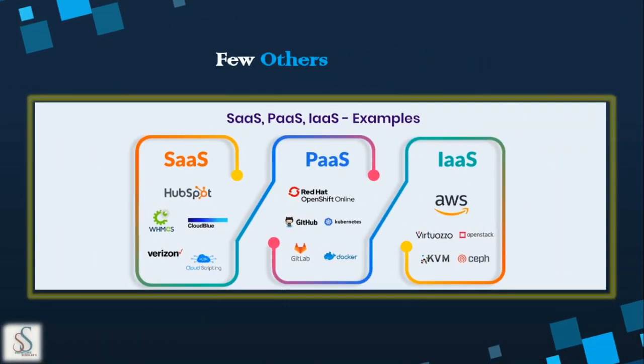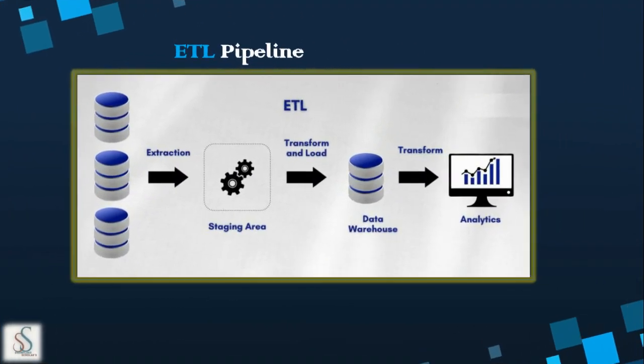And these are a few other examples of SaaS, PaaS, IaaS. I just made one more slide for reference. Till now we have been talking about what Snowflake is, and we discussed Snowflake a little bit. But where exactly does Snowflake fit into the ETL process, and what is ETL? Here I'll try to explain the ETL process.